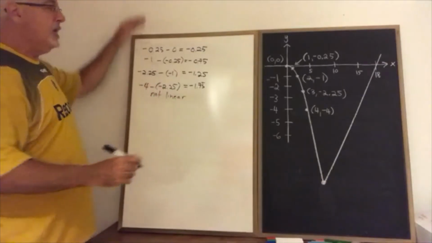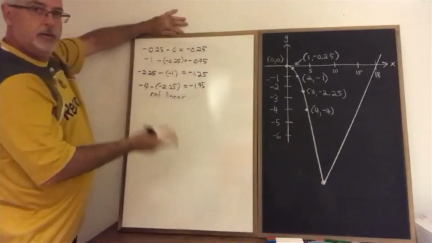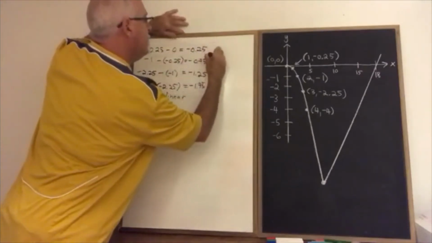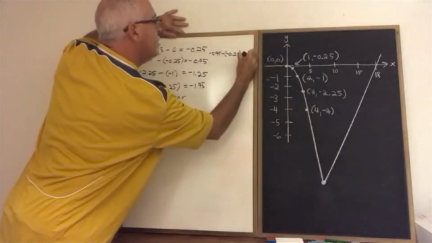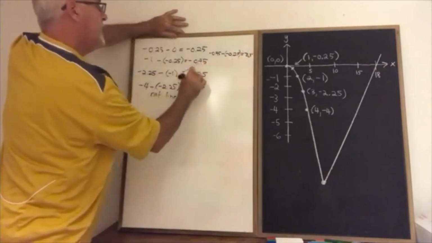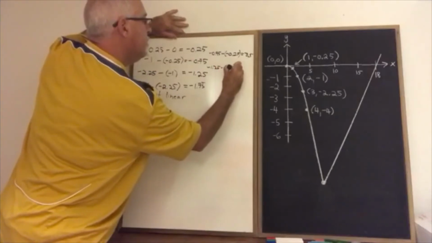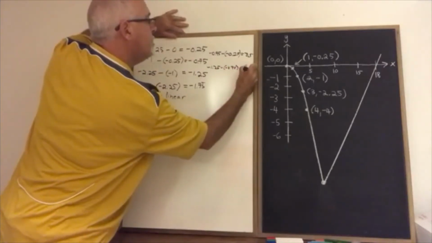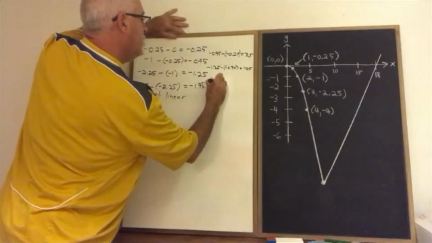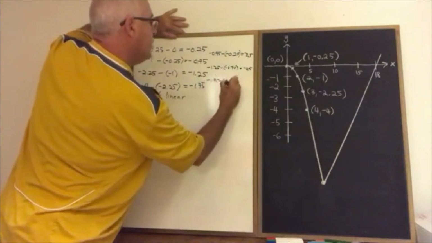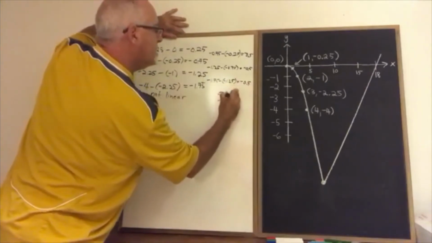So I say so. Now I'm going to do the second difference test to see if it's quadratic. And for that I'm using the answers from the first difference. Negative 0.75 minus negative 0.25 equals negative 0.5. Negative 1.25 minus negative 0.75 equals negative 0.5. I'm getting a constant second difference. Negative 1.75 minus negative 1.25 equals negative 0.5. So I know that this is quadratic.